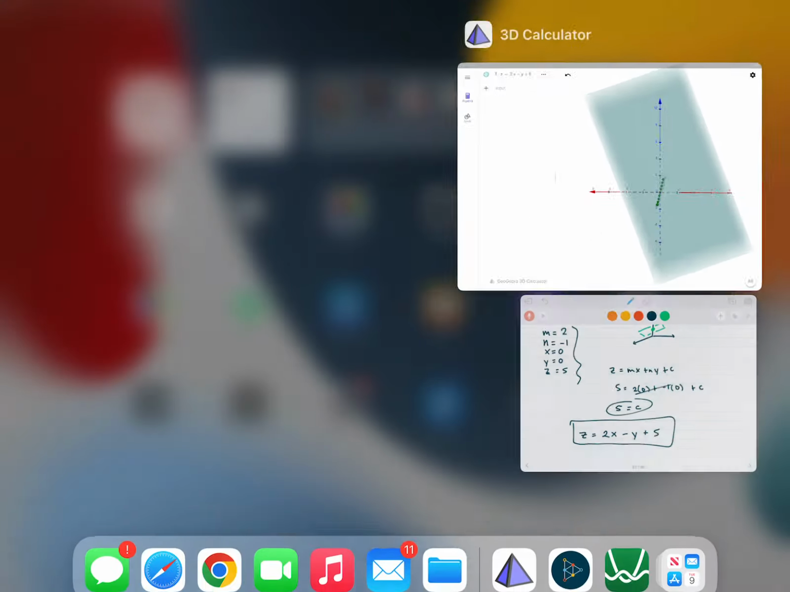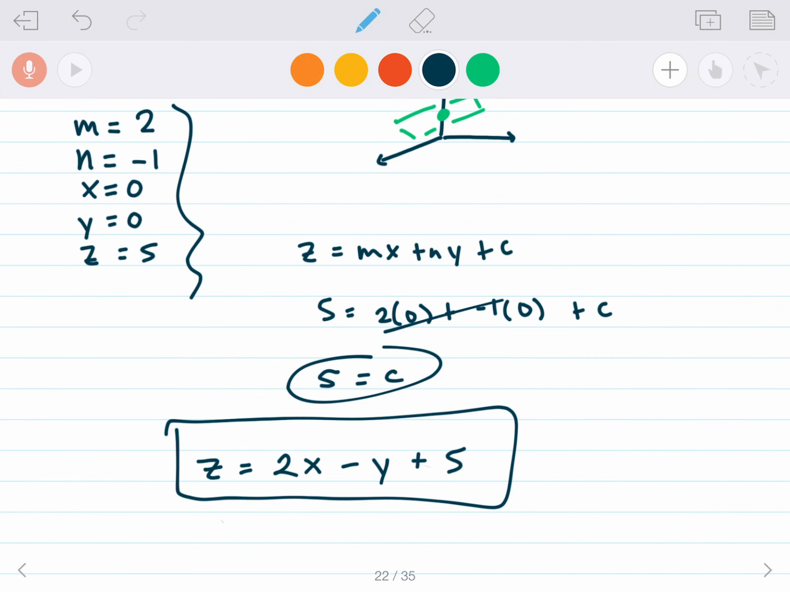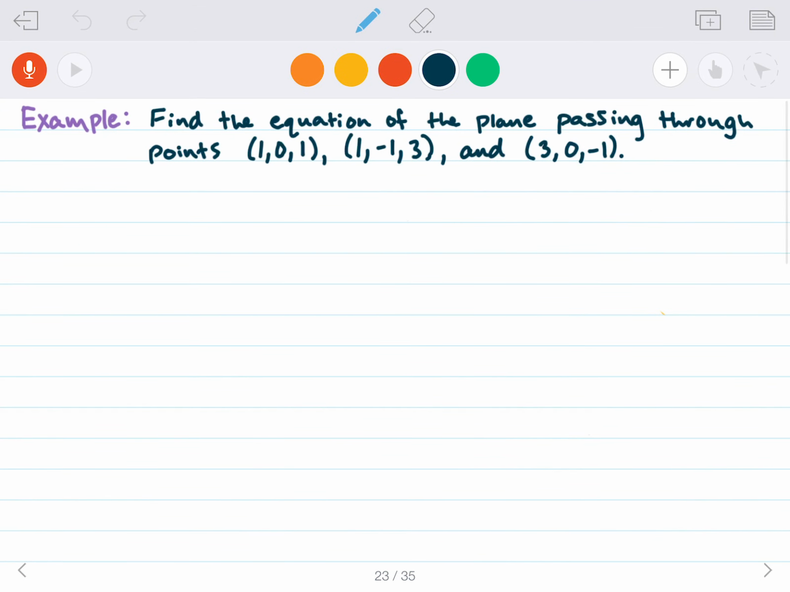Okay, let's go ahead and look at another example. Find the equation of the plane passing through these 3 points. So we do need 3 points to define a plane, and we're not really told anything about the slopes here. If you graph these points, you might be able to figure out something, but I like to solve this without using the slopes at first.